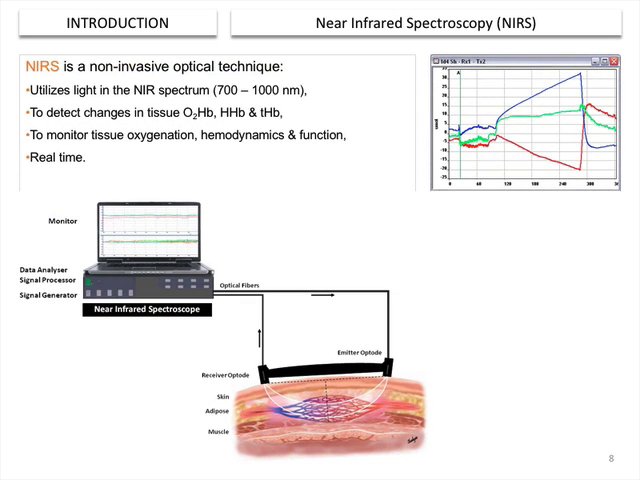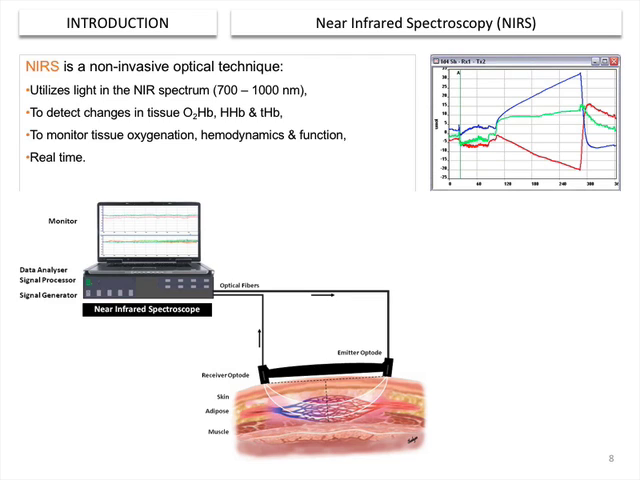In near infrared spectroscopy, we have at least one emitter which emits at least 2 wavelengths in the near infrared spectrum, which is between 600 to 1000 nanometers. The light goes inside the tissue, and based on the specific wavelength, some amount of the photons would be absorbed by chromophores inside the tissue. The remainder would be detected by a detector, and the computer calculates the difference between emitted light and detected light, and translates this information to chromophore concentration in real time.